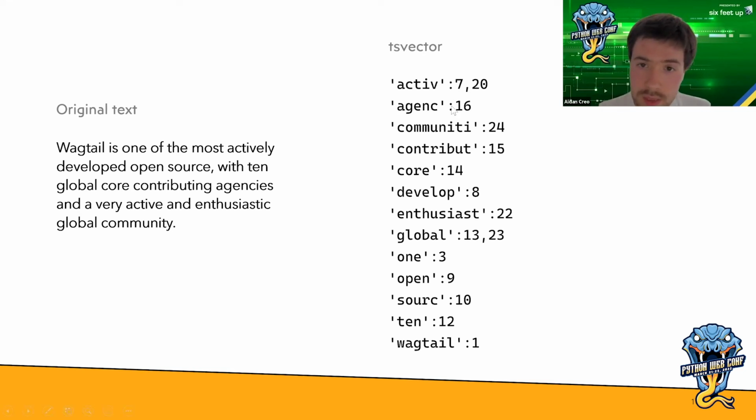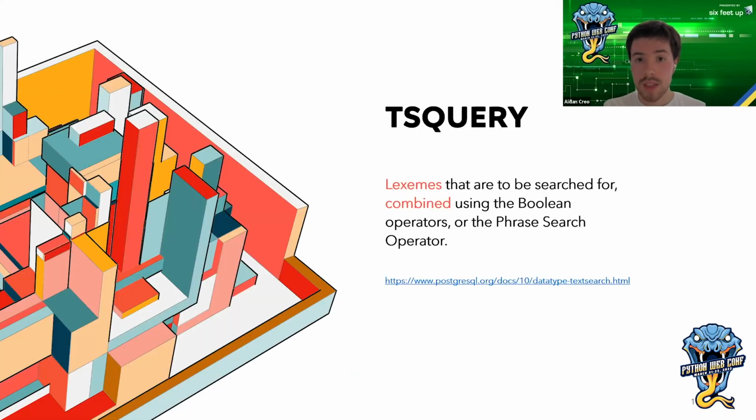Also, this is important to note. We have some positions here that refer to where this lexeme is located in the text. So for example, active is in the 7th and the 20th word. And the same goes for each of the words in the TS vector. This is going to be very useful to perform the searches.